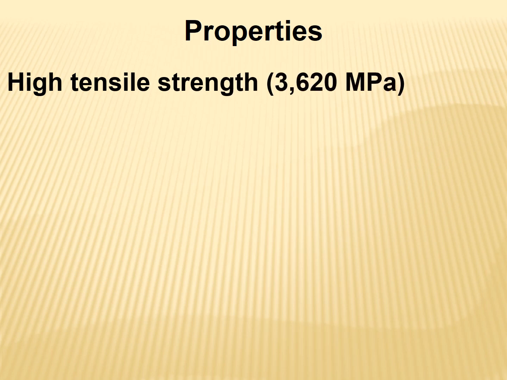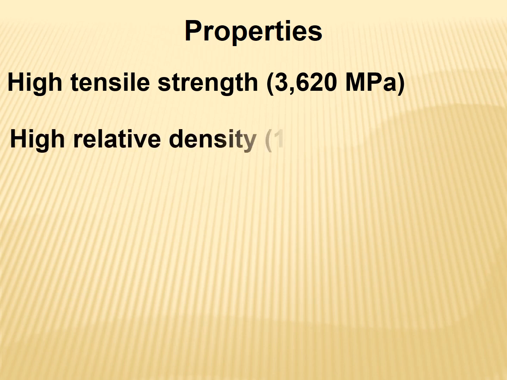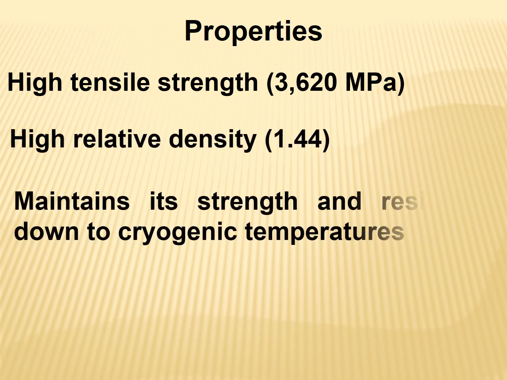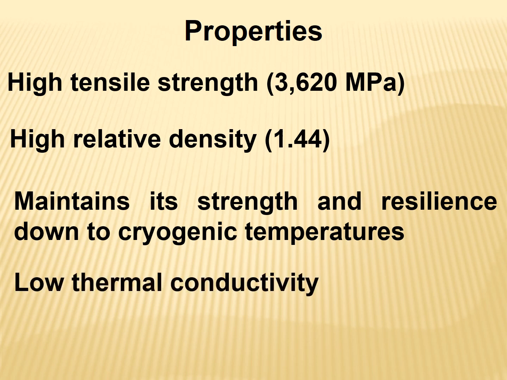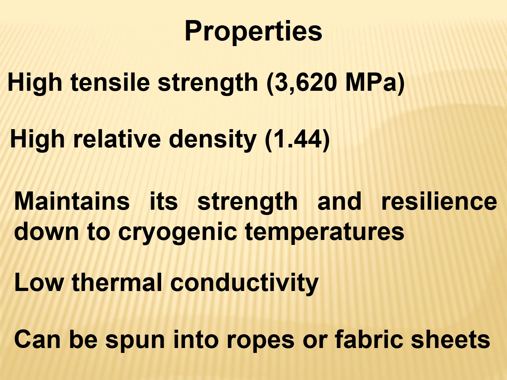Okay, the properties: high tensile strength, 3.6 gigapascal, a very high strength material. It has high relative density and it maintains its strength and resilience down to cryogenic temperatures. Cryogenic temperature means the temperature of liquid nitrogen, approximately minus 160 degrees centigrade. So even at such low temperatures, Kevlar maintains its strength. It has low thermal conductivity and it can be spun into ropes or fabric sheets. That is a very important property, and due to that it finds application in bulletproof vests. So these are the important properties of Kevlar.